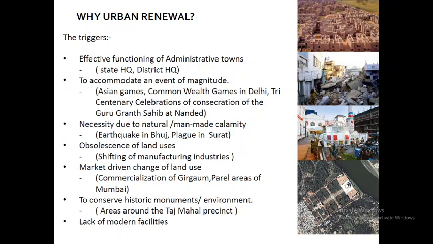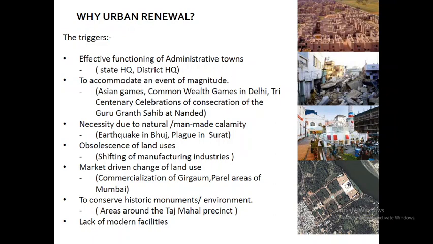So the market-driven change of land uses, the commercialization of Girgaon and Parel areas of Mumbai. Suddenly, if one area is showing a mushrooming of another type of land use because the earlier kind of land use could not exist. Like, for example, in many parts of Bangalore, like Commercial Street in Shivaji Nagar, etc., there was a mushrooming of shops initially, so the residents had to move out and pull out of that area and move away from the city because they could not accommodate themselves within that area.